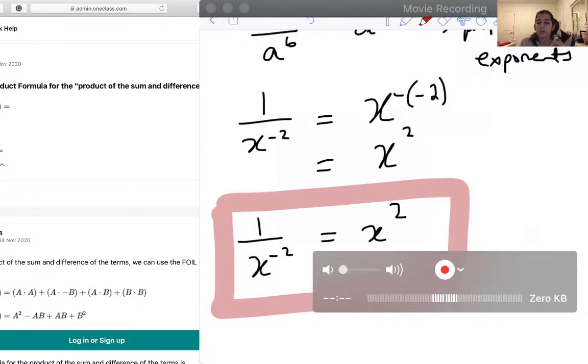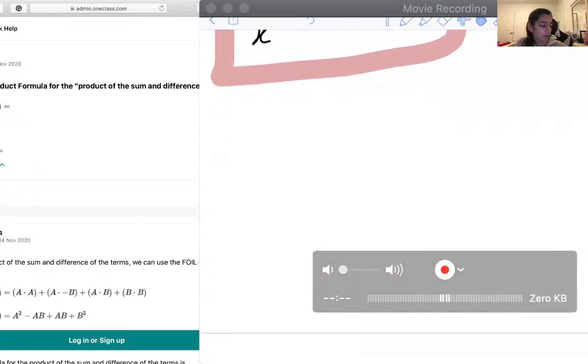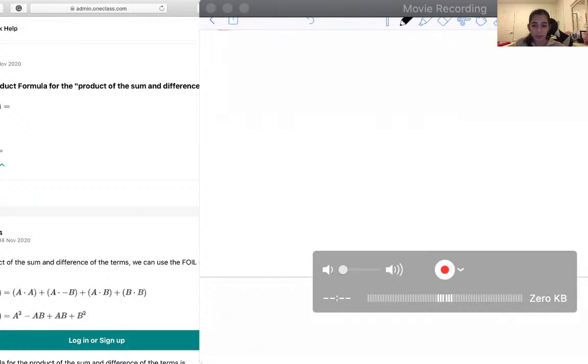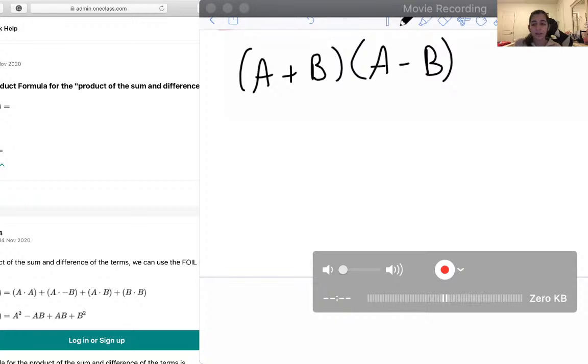So the special product formula of the product of sum and difference of terms is brackets a plus b, bracket close, another bracket a minus b is the same as. So we're going to write that down. And basically what they're saying is a plus b times a minus b is the same as, we're going to use FOIL first just to kind of know what it actually is.